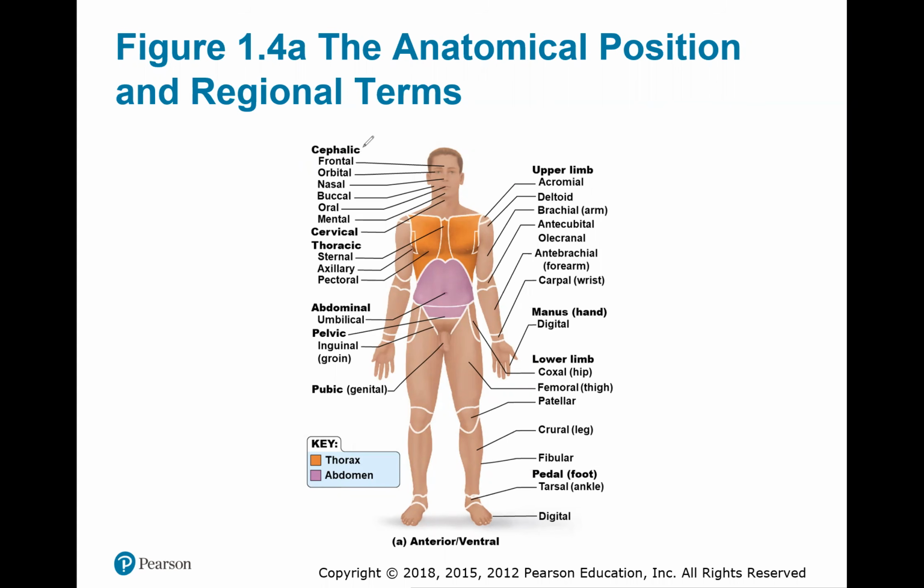In the cephalic region, we'll see the frontal region, which again, we think about that forehead. Orbital is referring to the eye. Nasal is referring to the nose. Buccal is referring to the cheek. Oral is referring to the mouth. And then mental is referring to the chin. So these will all come in handy very soon, especially when we discuss bones, bony landmarks, and muscles.